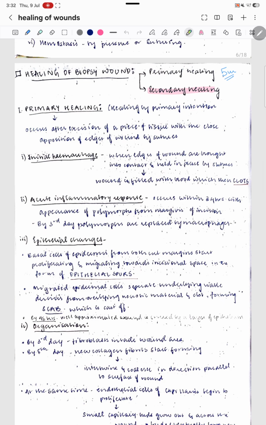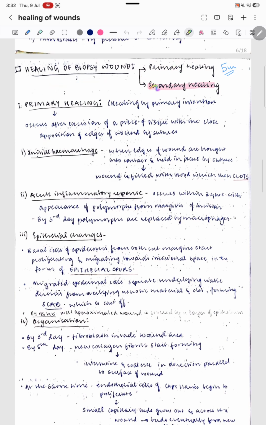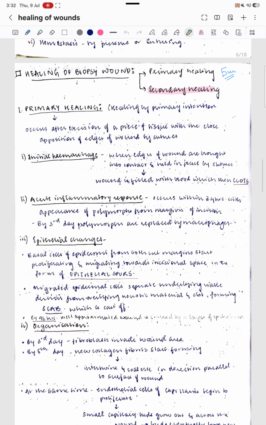So healing of biopsy. As we discussed, there are two types of healing: one is primary healing and another is secondary healing, how a wound heals. By primary healing, the wound heals by primary intention, that is, the healing occurs after excision of a piece of tissue with close apposition of the edges of the wound by suture.